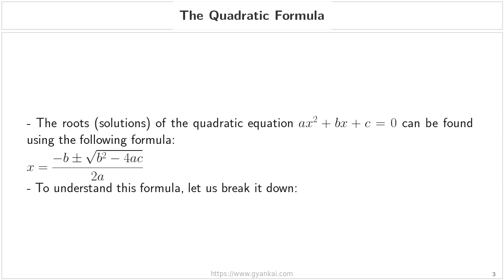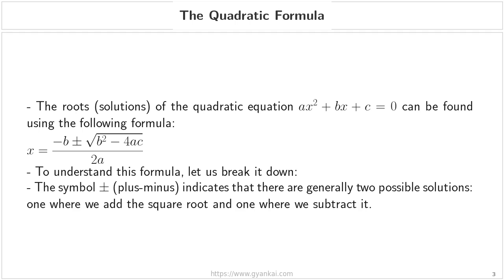I know this looks a bit intimidating at first glance, so let's break it down piece by piece so you can use it with confidence. First, notice that plus-minus symbol. This is a very important part of the formula because it tells us that there are generally two different solutions to our equation, one where we add the square root and another where we subtract it.